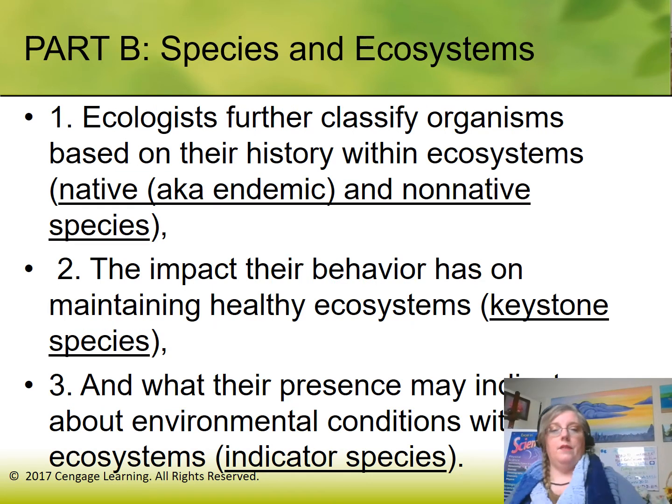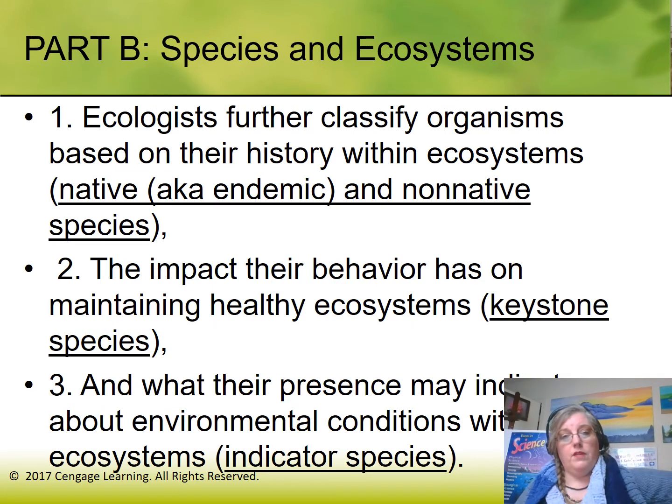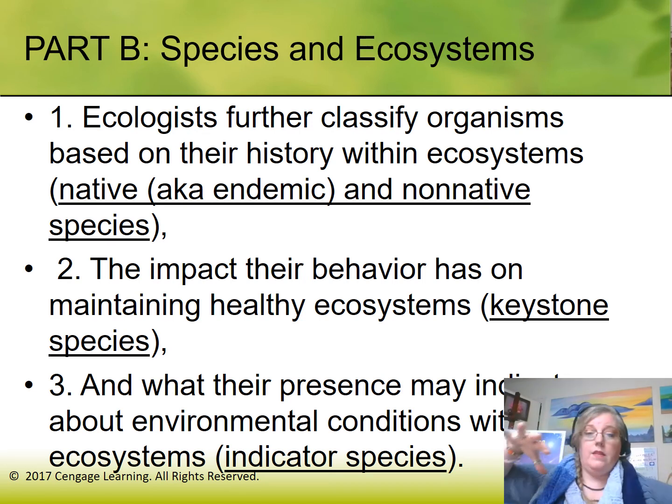Part B. All right, so that first part was habitat and niche and generalist and specialist. Now we're going into this next part, okay? The notes are kind of long, all right? So part B has 3 sections: native versus non-native, keystone species, and indicator species.